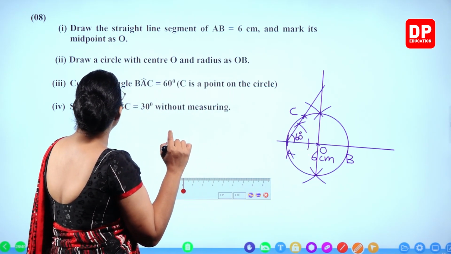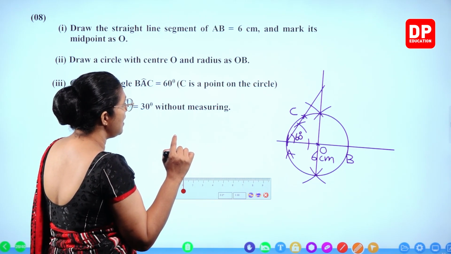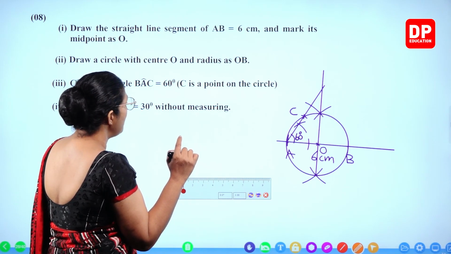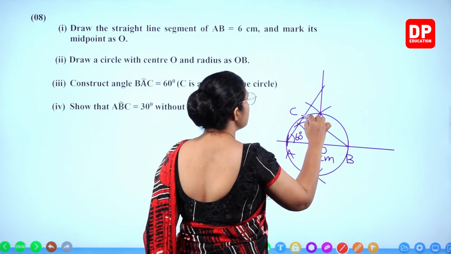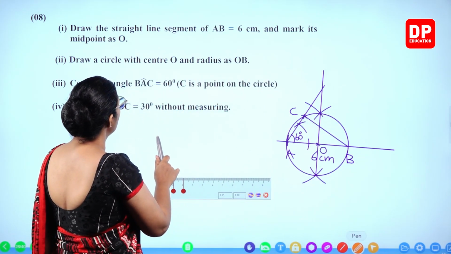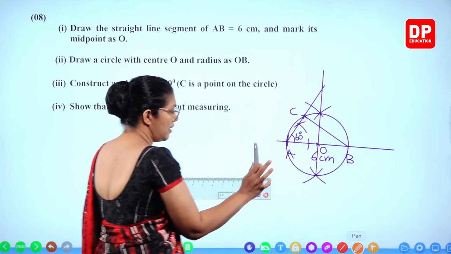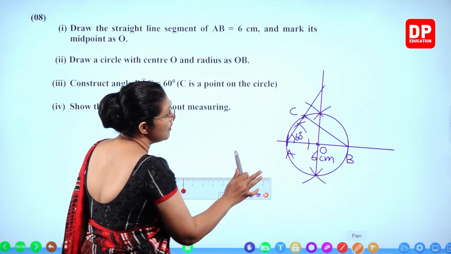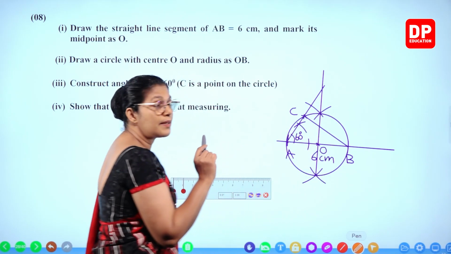Then show that angle ABC is 30. So let's connect B and C. You can't measure this angle, but with giving reasons, you have to write down why this is 30.